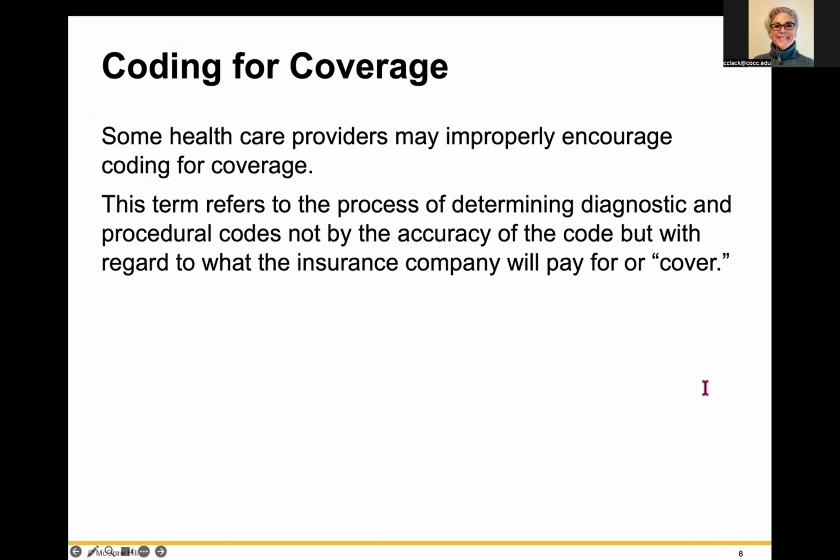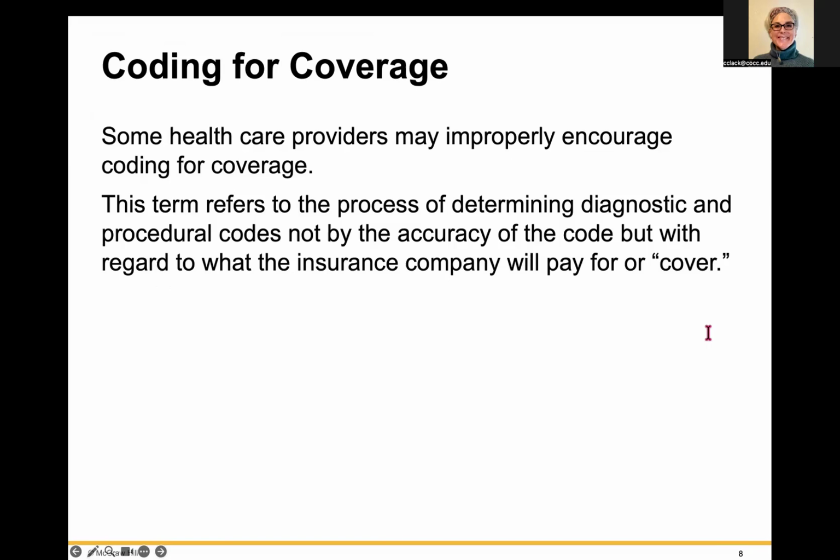So it's a big deal because this is a legal statement. When we submit codes, we're saying this is what happened and here's why it was necessary. If the code doesn't match the documentation, you're creating risk. You're creating an audit risk, a recoupment risk, and a compliance risk and fraud.